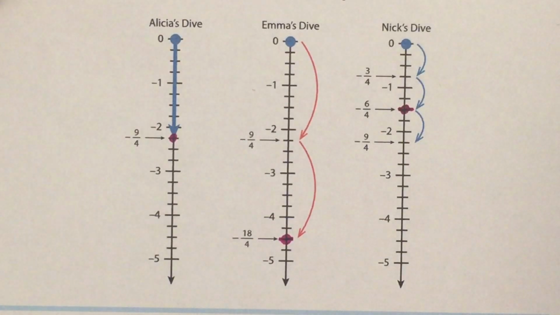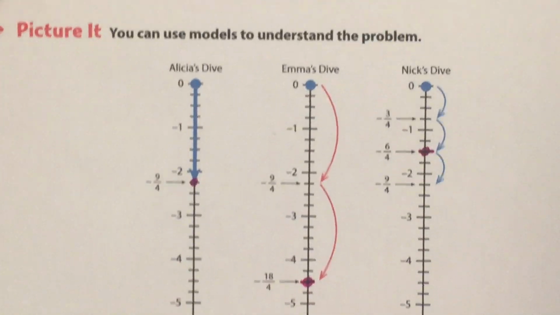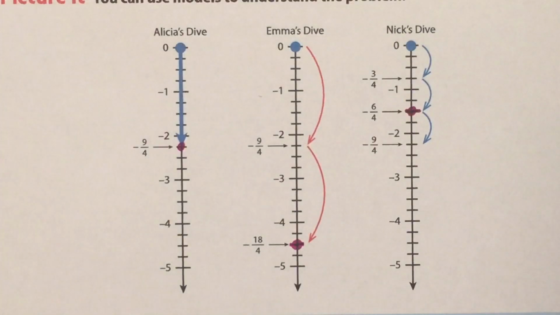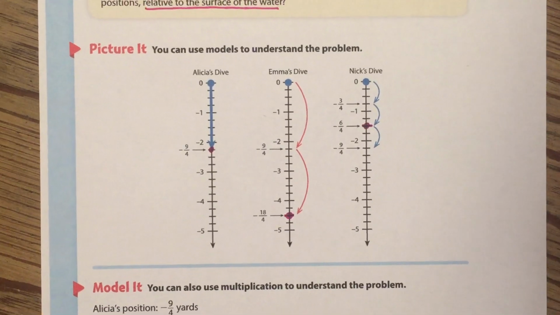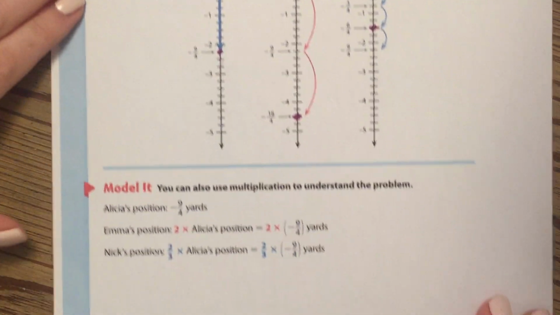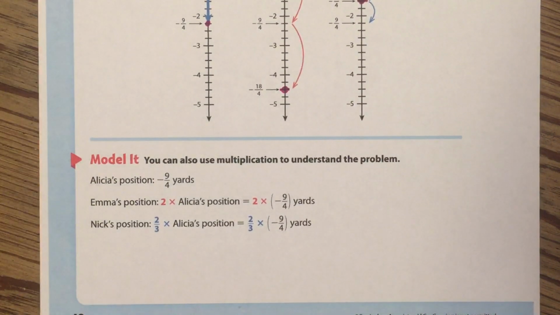So that's called picturing it. We can picture it with a number line. We're going to crunch some numbers on the next page, but that's one way to picture it. And we can also model it with some numbers.